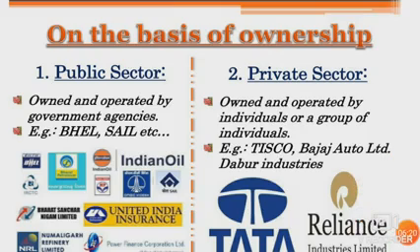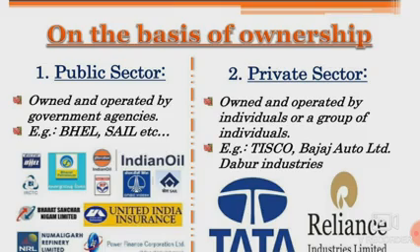On the basis of ownership, industries can be divided into 4 categories. The first one is the public sector. Public sector industries are owned and operated by government agencies, for example BHEL, SAIL, etc. Such industries are under the control of the government.